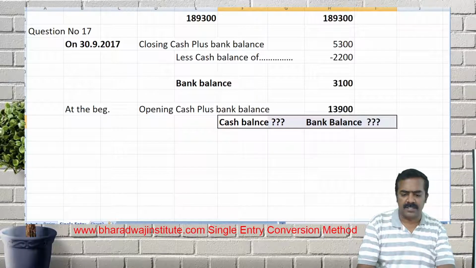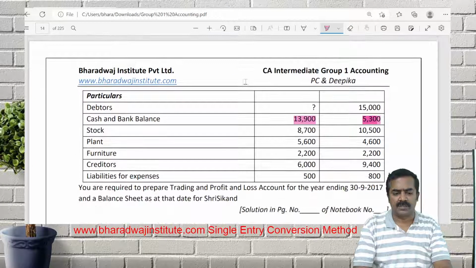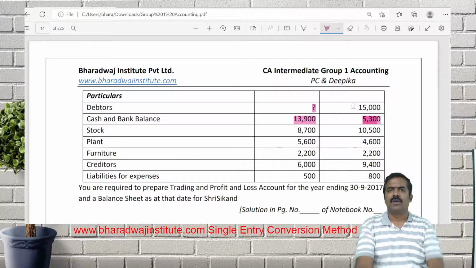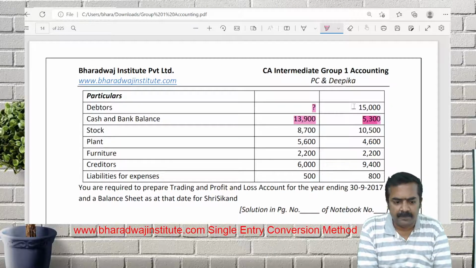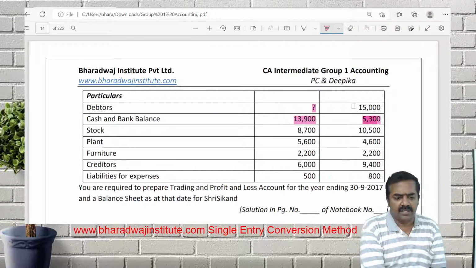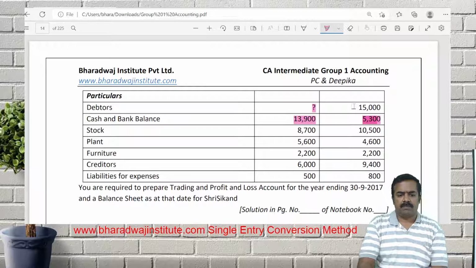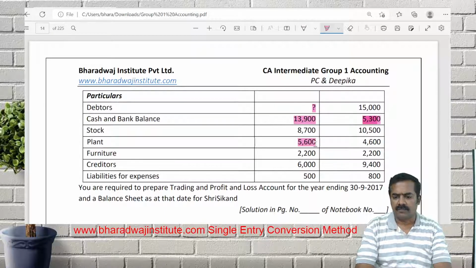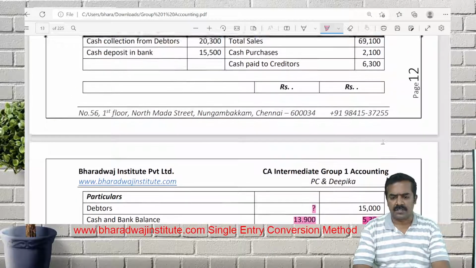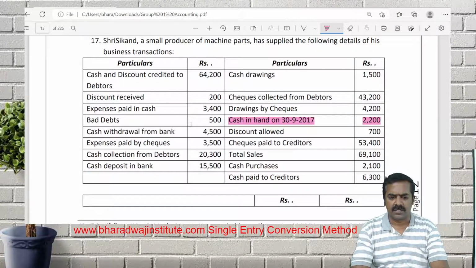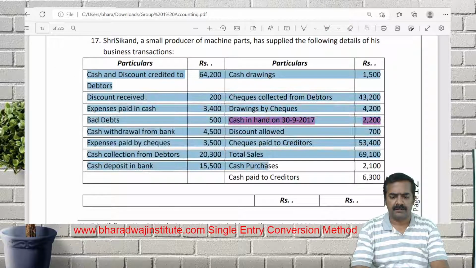One more thing that is missing is the opening balance of debtors. Closing balance is given, but the opening balance of debtors is missing. We are given stock and plant. For plant, what is the opening balance? 5,600. What is the closing balance? 4,600.